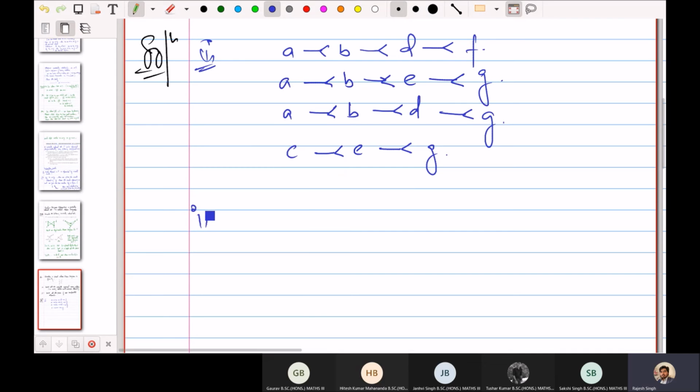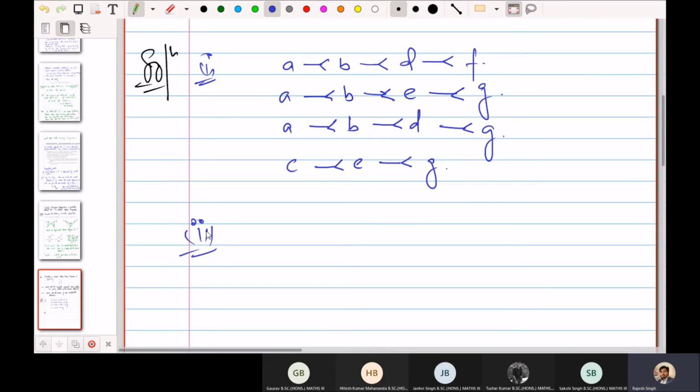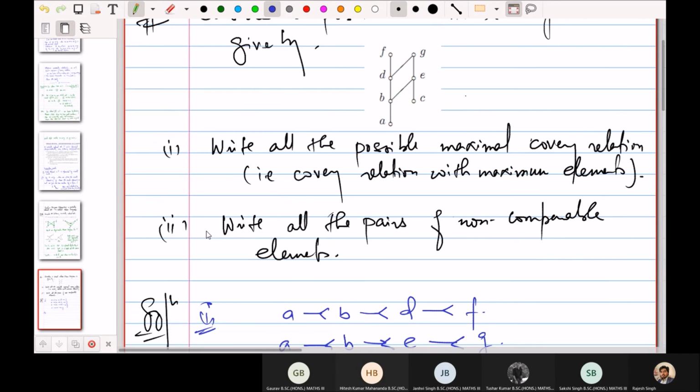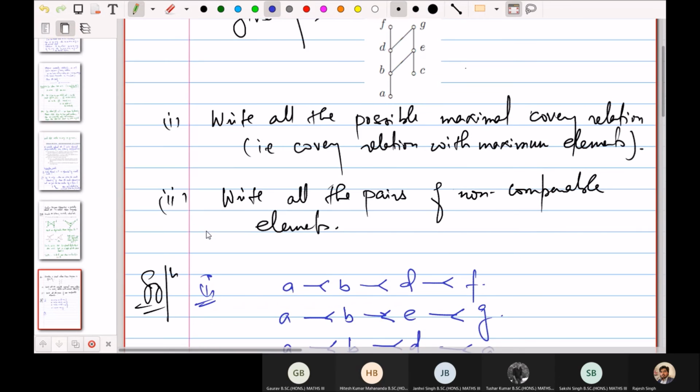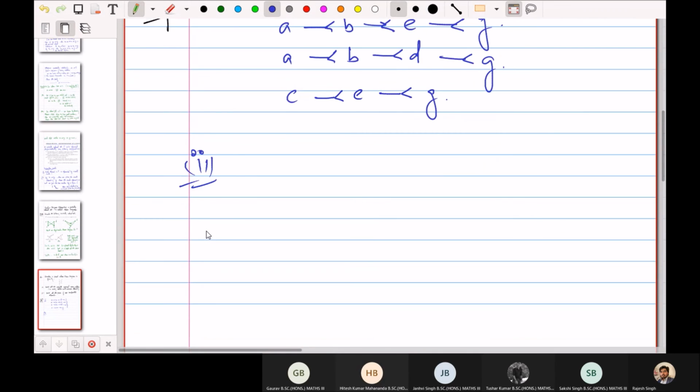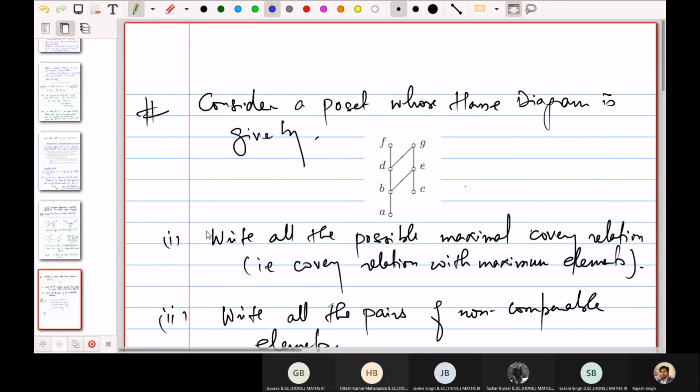Second, which are the non-comparable elements here? Tell me the pairs. Sir, FG. FG, right? This is the only pair which is not comparable. No. Sir, because A is less than C also. No, A is not less than C. There is no line joining A and C.